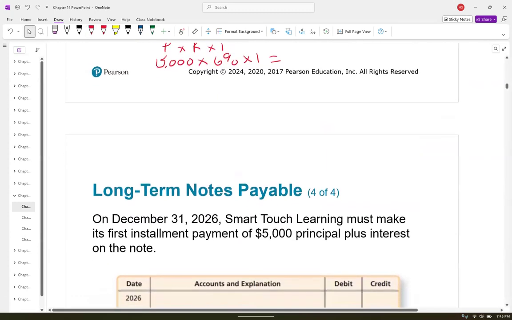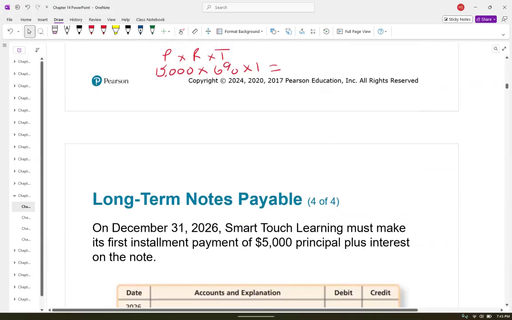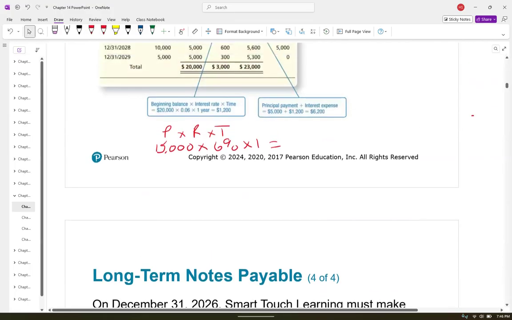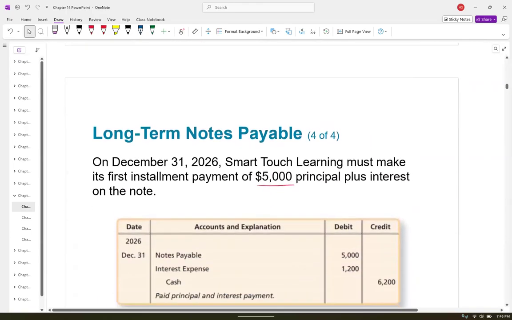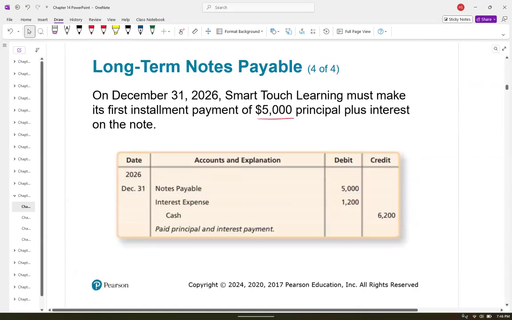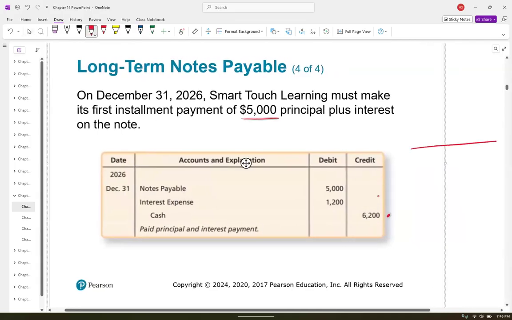Okay. So then on December 31, they said Smart Church Learning must make the first installment payment of $5,000 plus the interest, which we just calculated up there. So $6,200 is going to go out. Okay. So cash will leave of 6,200. Notes payable is going to go down. Okay, I'm going to draw out that notes payable real quick.